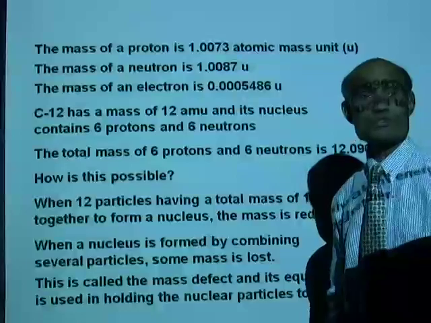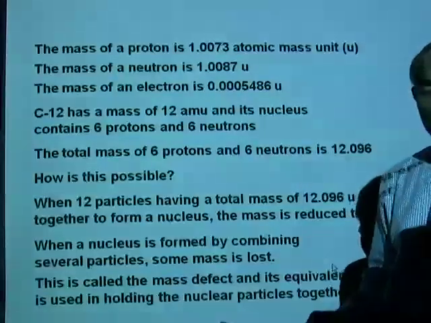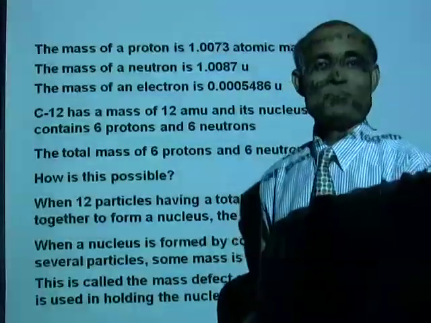Now, the lost mass is actually called mass defect. So what is mass defect? When several nuclear particles are brought together to form a nucleus, the total mass of the nucleus seems to be less than the total mass of the individual particles. And that mass difference, or the apparent mass lost, is called the mass defect.